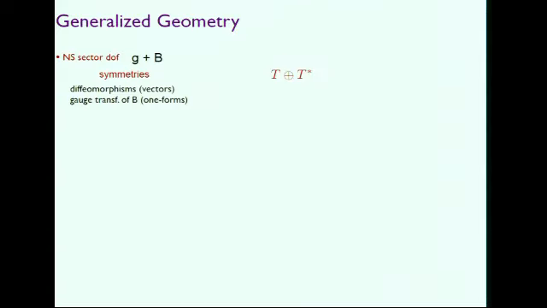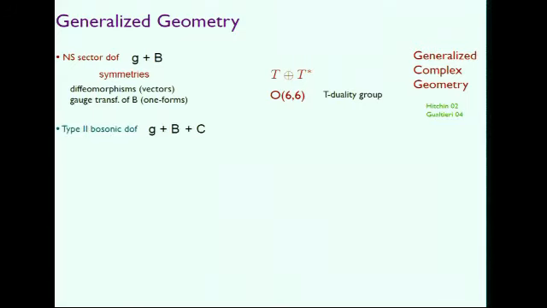If you combine these together on T plus T star, then you have these transforming as a vector of T plus T star. Then on T plus T star, there is a natural action of O(6,6) if we're thinking about compactifications on 6-dimensional manifolds. And this O(6,6) is the T-duality group, and this is the subject of generalized complex geometry. So generalized complex geometry is using complex geometry on this extended tangent bundle. This was well developed by Hitchin and his student Gualtieri.